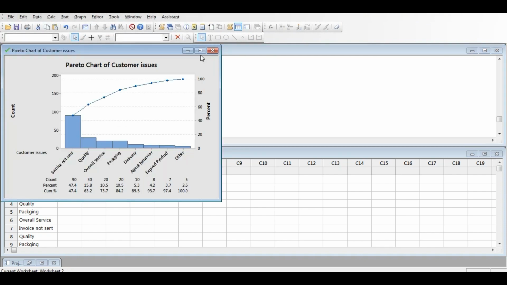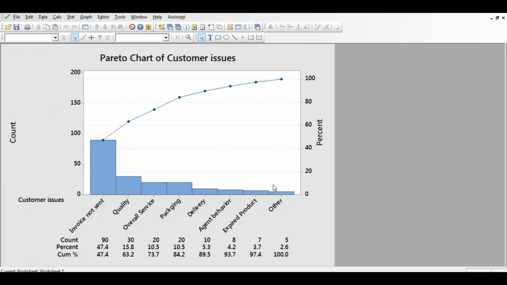And here's the Pareto chart in Minitab. This is exactly the similar output that we had in Excel. It's not going to be any different. It's exactly the same because I used the same numbers that we had used in the Excel file. I hope this video has helped you understand the Pareto chart and how you can prioritize which problem areas you want to target first for your continuous improvement initiatives.